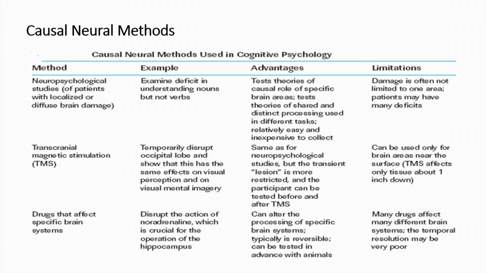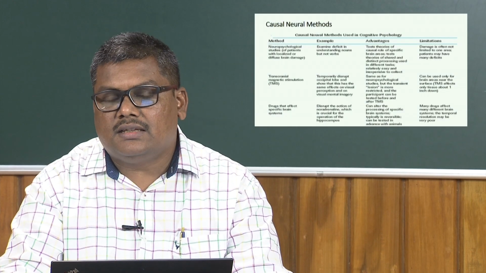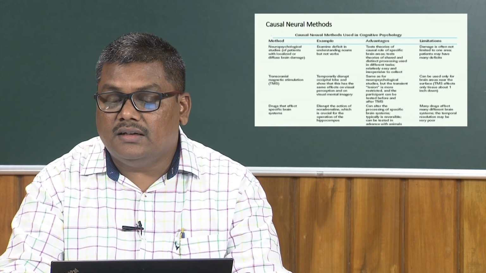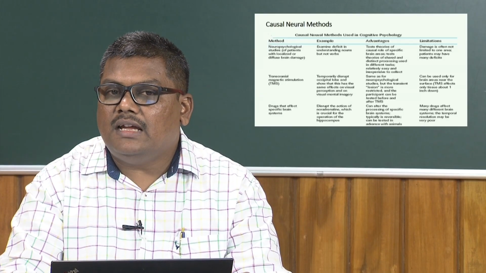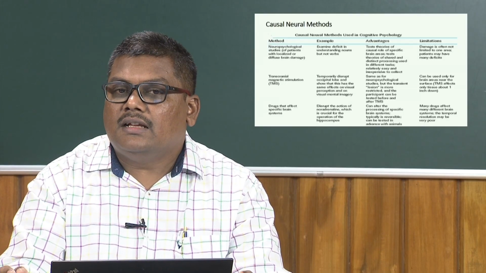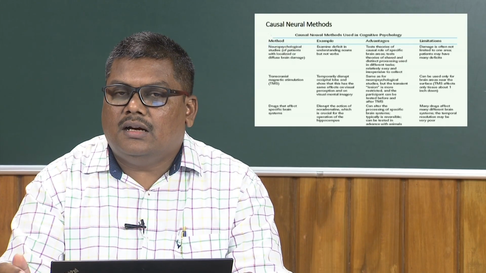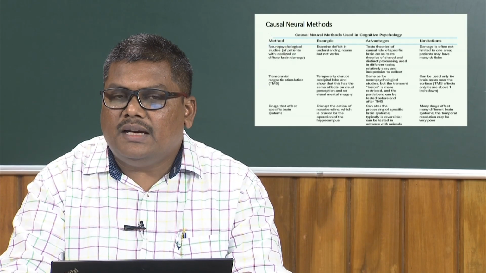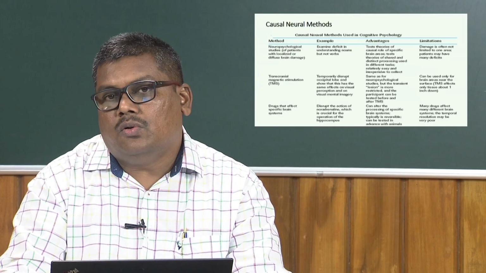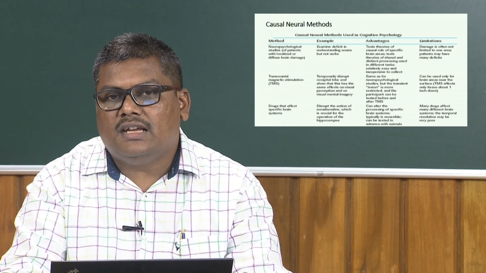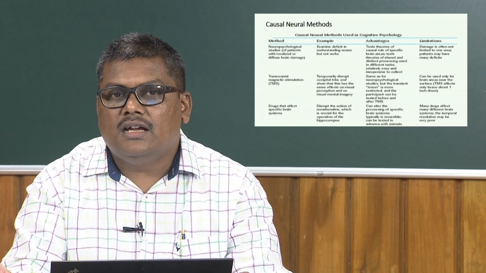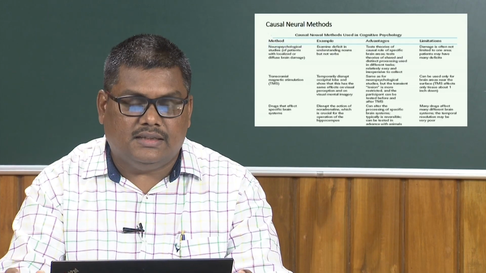The limitation is we do not find too many people who have damaged areas, so it is very difficult to find people with damaged areas. Also, when damage to a particular area is there, there will be related areas which might be affected by the damage. So, it is very difficult to localize whether this damage is to this area, or whether the damaged brain area also has any relation with other areas.